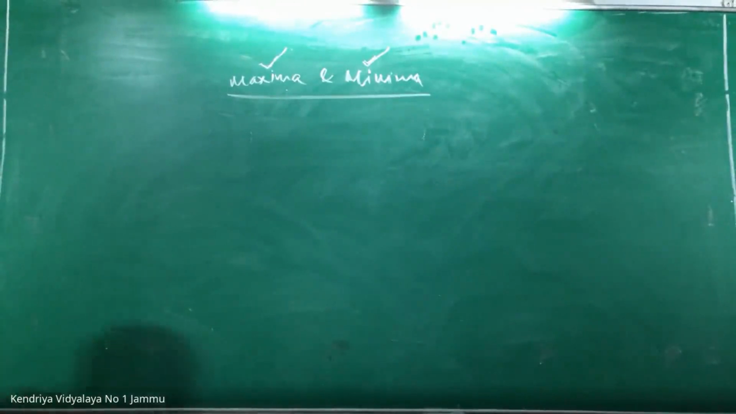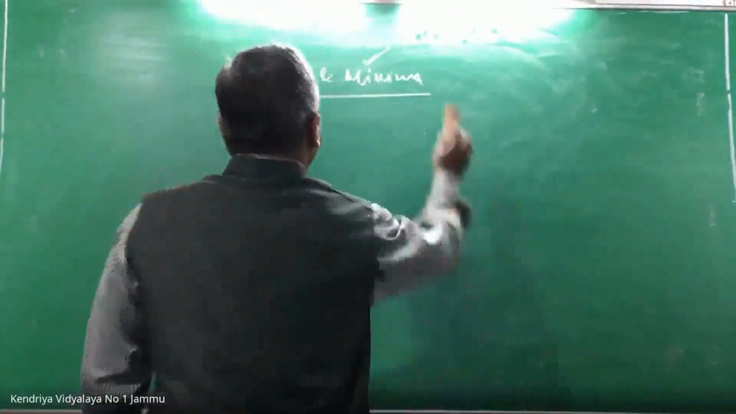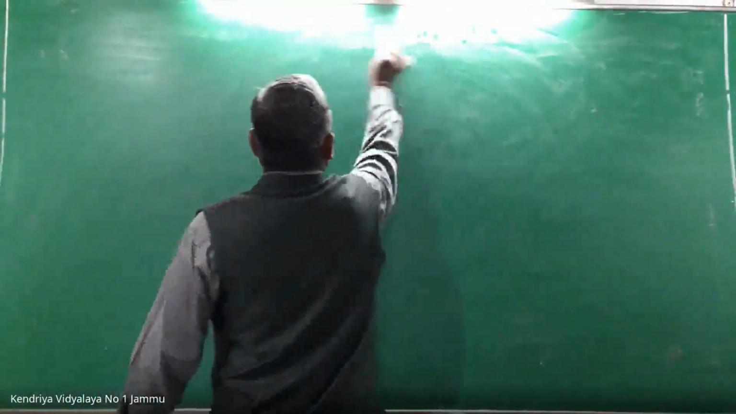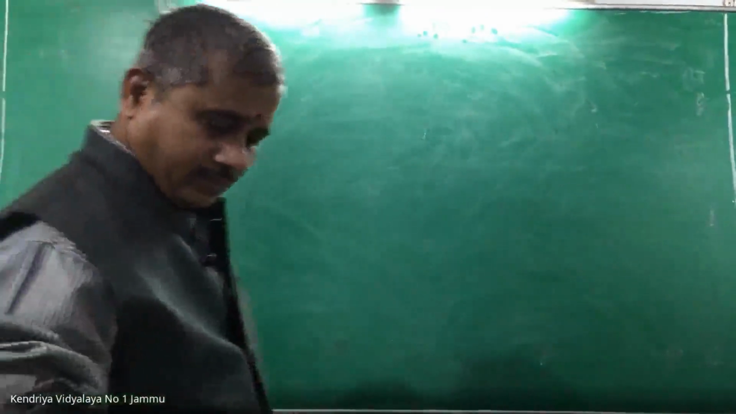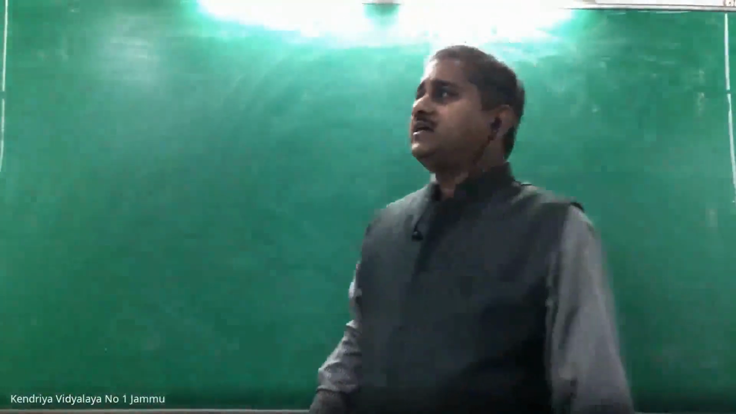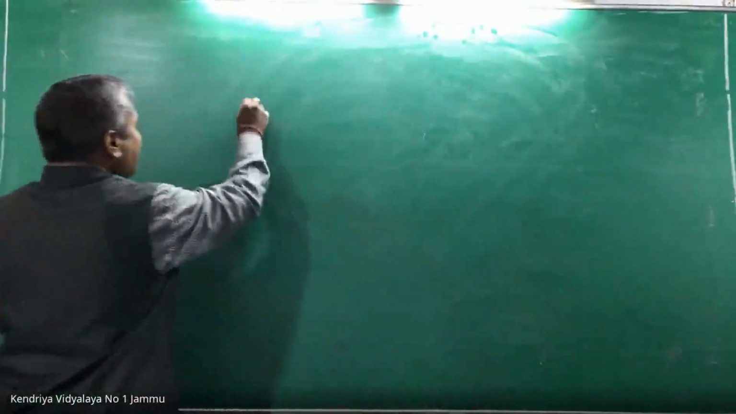Next point, third point. The maxima and minima always come alternately. They always come alternate, like the increasing and decreasing of a function. Increasing and decreasing of a function come alternate.